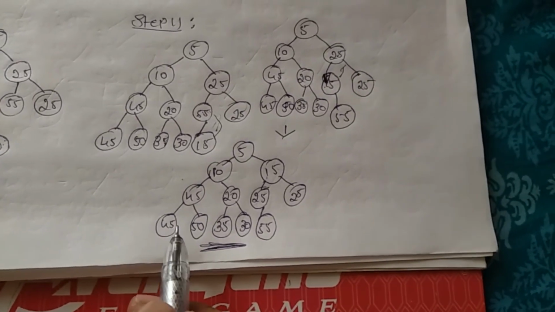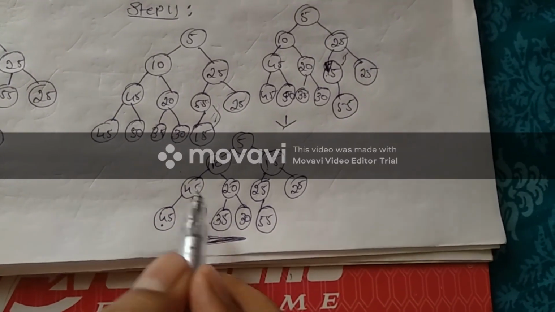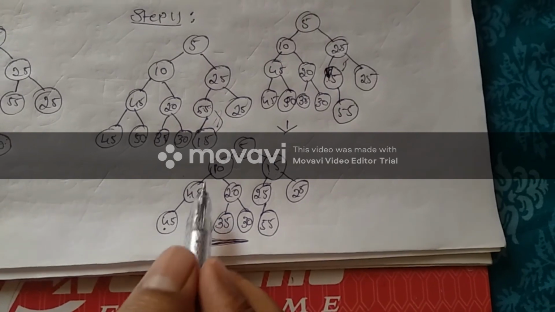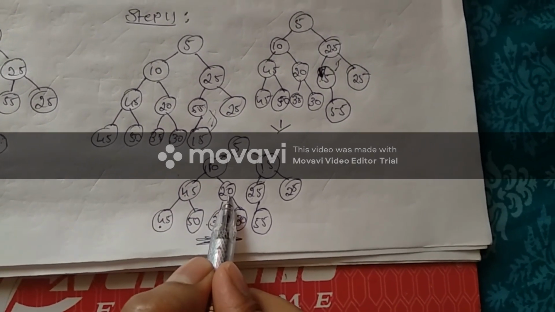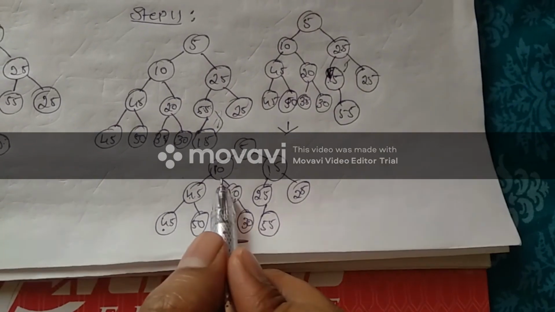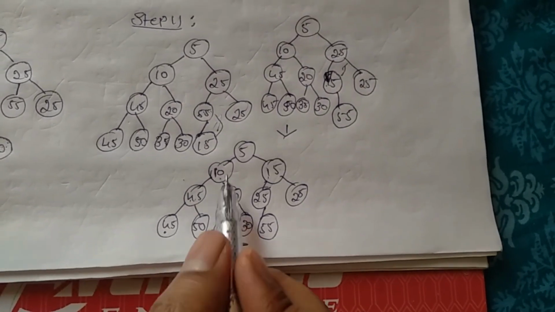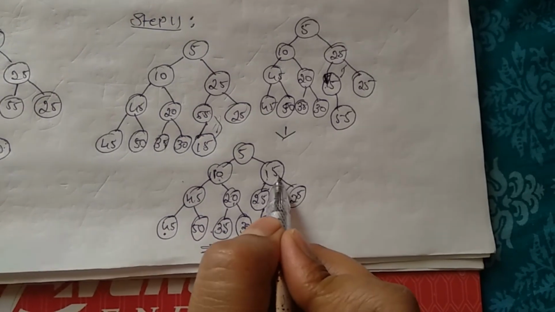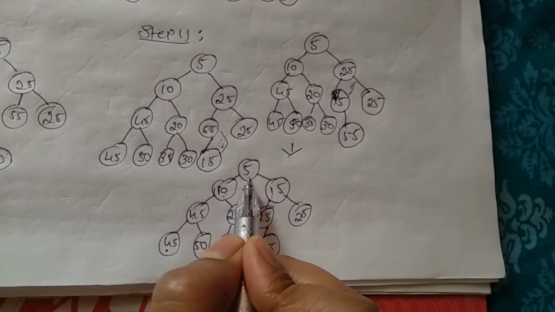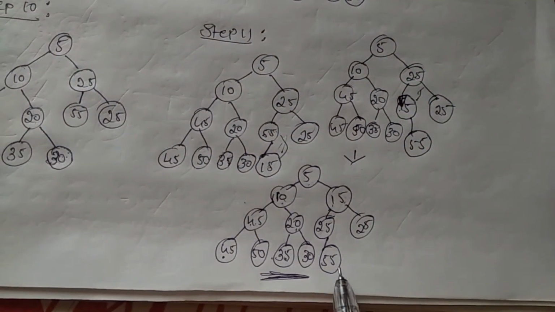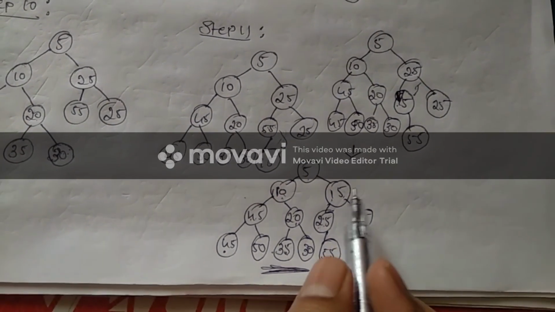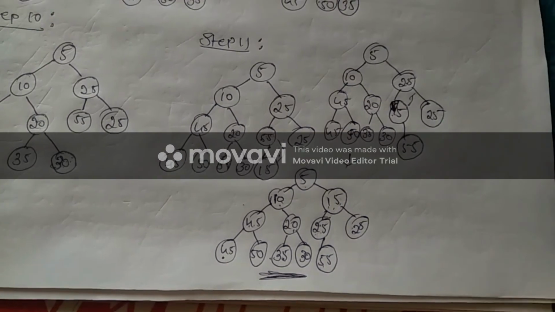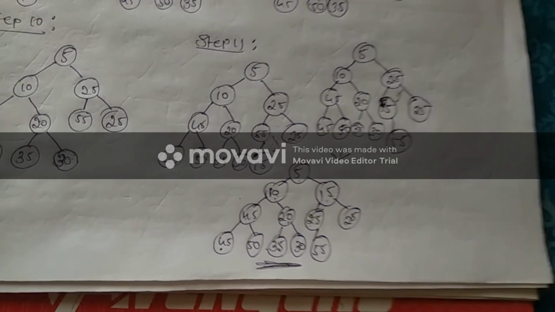You check now. 45 and 50. 45 is minimum. Equal means it's not a problem. 35, 30. 20 is minimum. Condition is satisfied. 45, 20. Parent is 10. 10 is minimum compared to these two. Yes. Then 10 and 15. Parent is 5. This is minimum. Yes. Condition satisfied. Again 55. Parent is 25. 25 is minimum. 25 and 25. Parent is 15. 15 is minimum. Yes. This is the min heap.